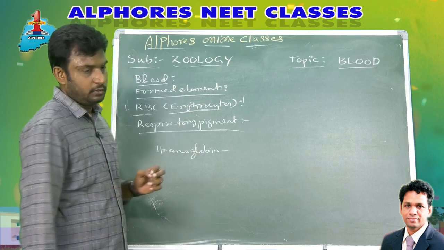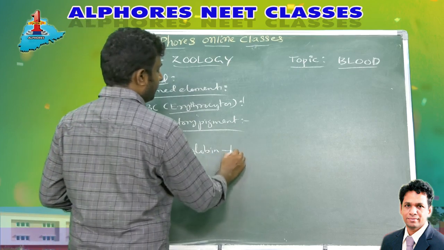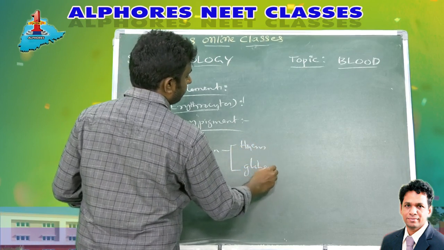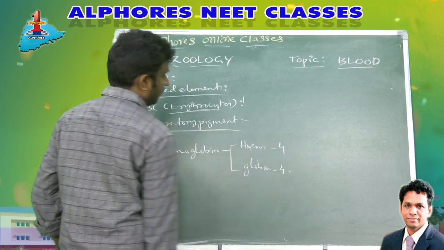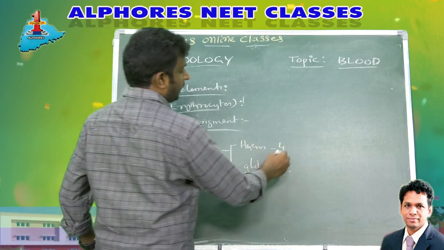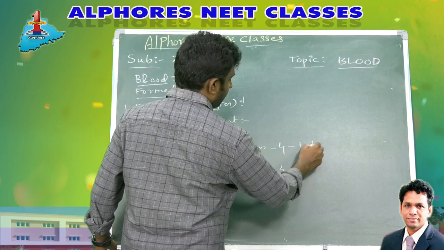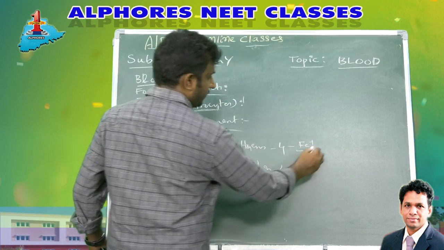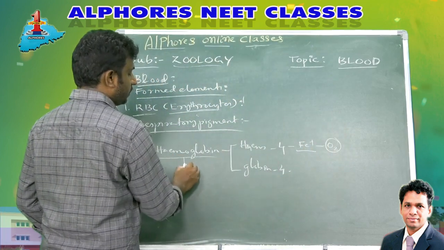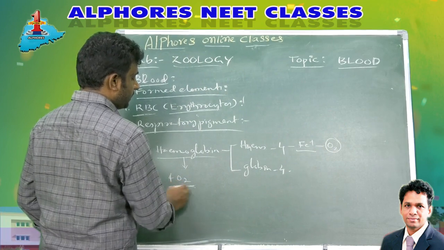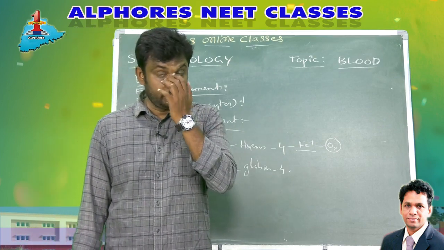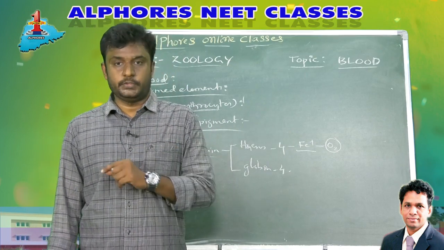So, structure of hemoglobin. Hemoglobin is made up of two portions called heme and globin. Four heme molecules and four globin molecules are present in the hemoglobin. Each heme molecule consists of one ferrous ion in the center. Each ferrous ion combines with one oxygen molecule. That means one hemoglobin delivers 4 oxygen molecules from the lungs to tissues.